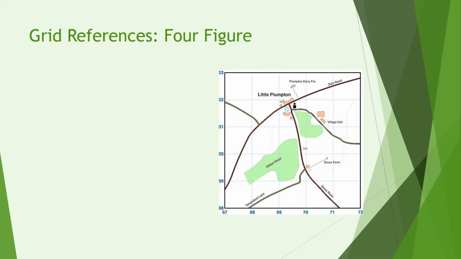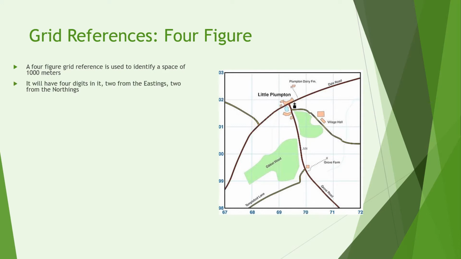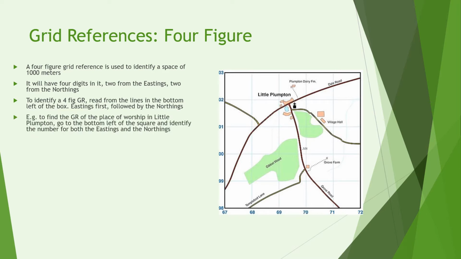The most basic form of grid reference is the 4-figure grid reference. If you see GR anywhere through this lesson, that stands for grid reference. A 4-figure reference is used to identify a space of 1,000 metres. There are 4 digits in it, hence 4-figure, 2 from the eastings and 2 from the northings. To identify a 4-figure grid reference, read from the lines in the bottom left of the box, eastings first, followed by the northings. So let's look at an example.